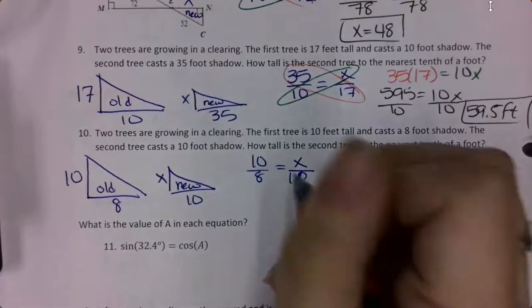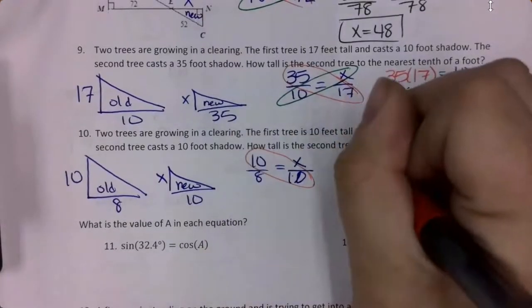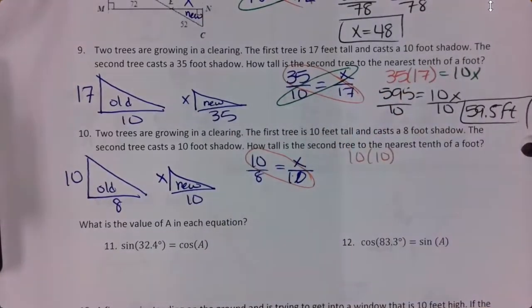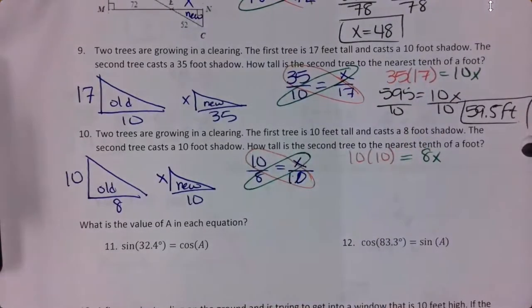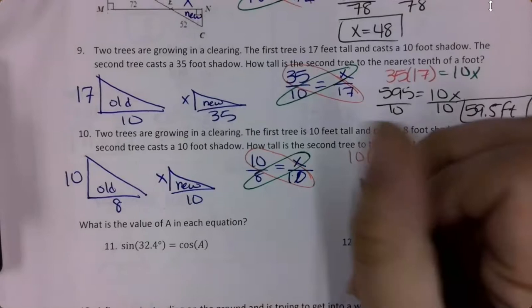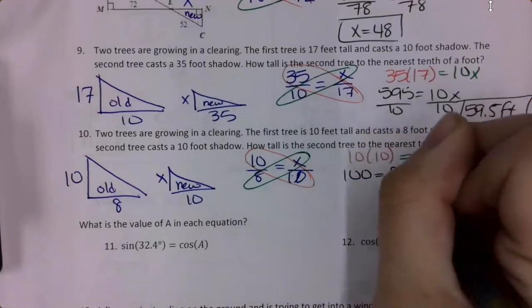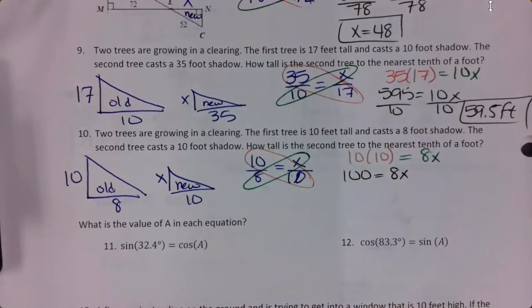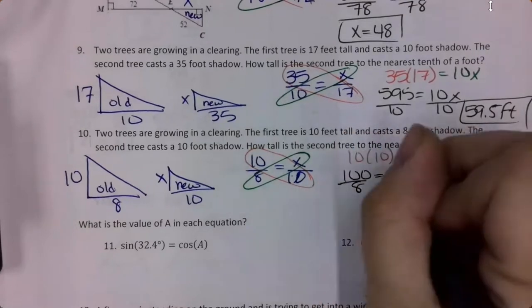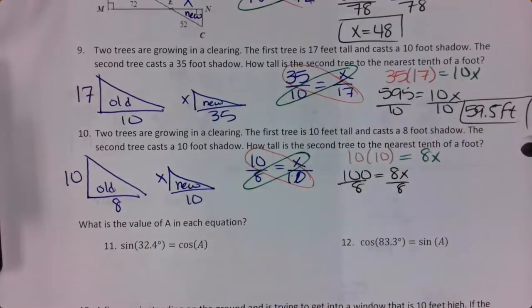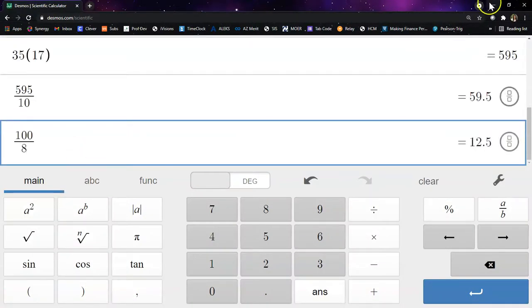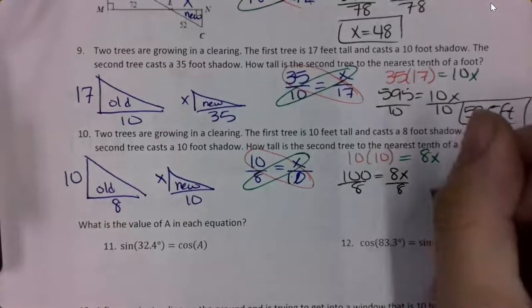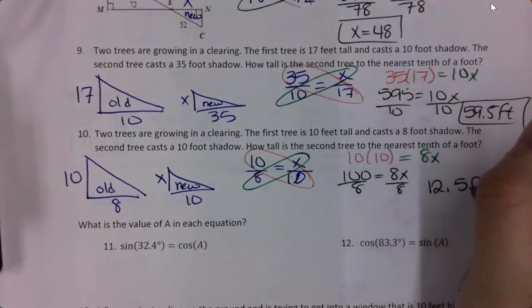I want to cross multiply, so I'm going to have 10 times 10 equals 8x. 10 times 10 gets me 100. 8x stays 8x. Then I want to divide both sides by 8. I can go to Desmos and type this in, which gets me 12.5.